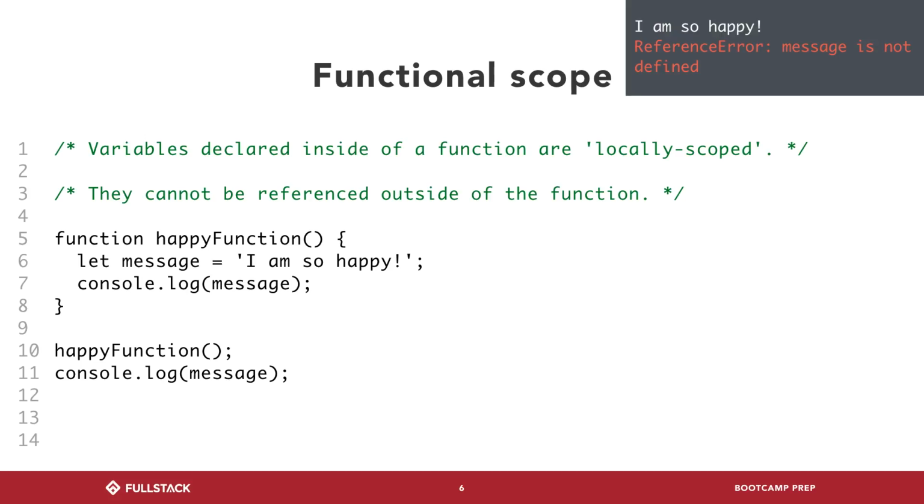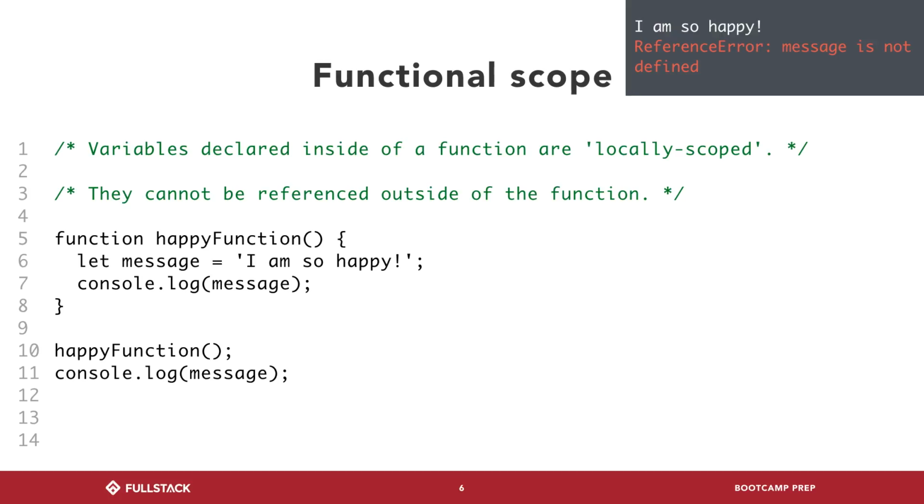So here in this happy function, we create a variable called message, and it's in this happy function scope. If I try to log out message when I'm outside of happy function, I can't do it, because I cannot see inside the scope of something that's like my child or my sibling. Yes? No?